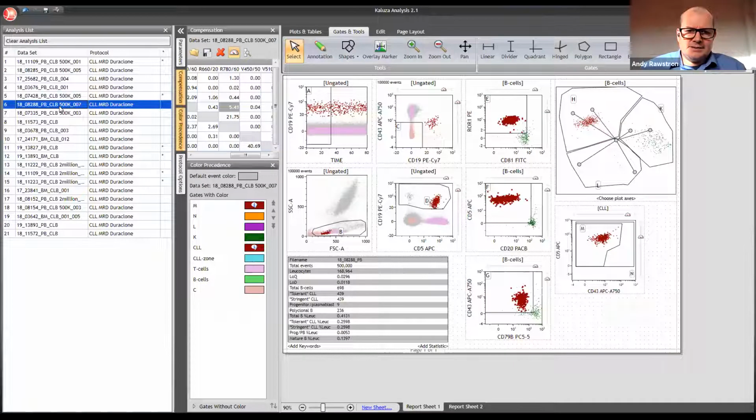Okay, so another case. It's the fairly standard situation. Some residual disease there, maybe a few normal B cells, maybe not. It's 0.2% disease. No need to move any of the regions. Everything looks correct, and so we wouldn't adjust any gates on that.